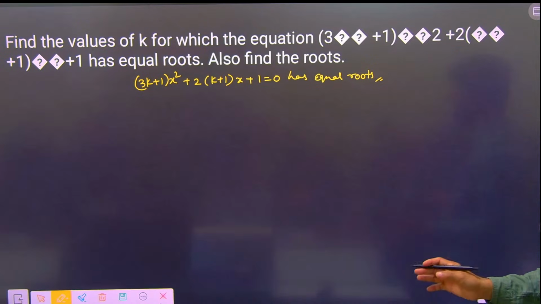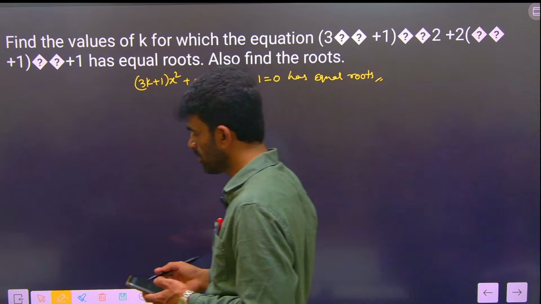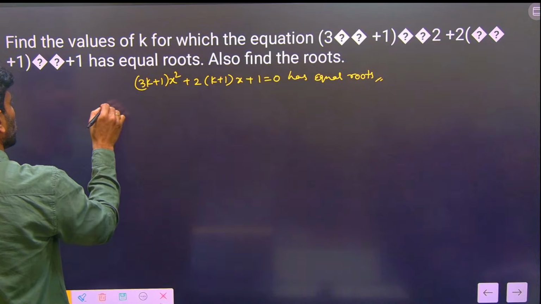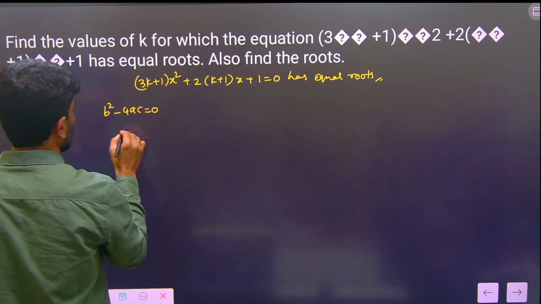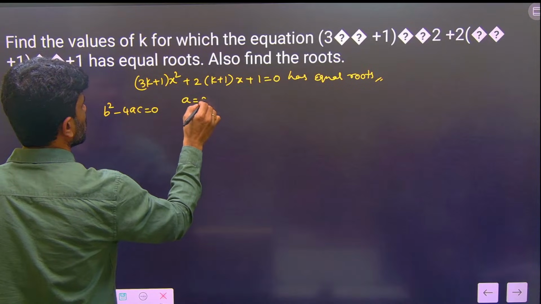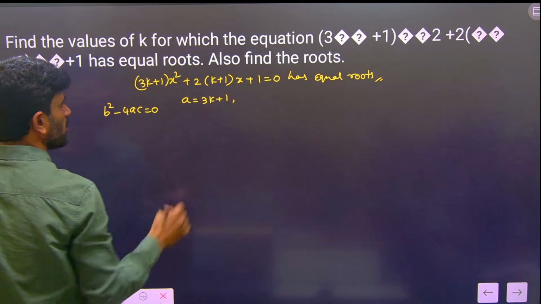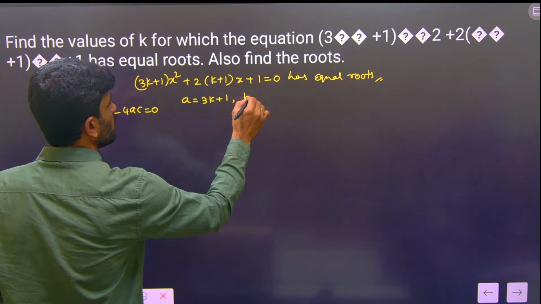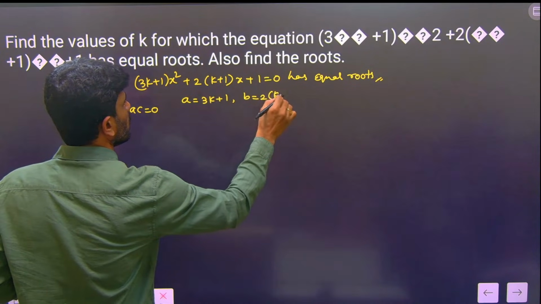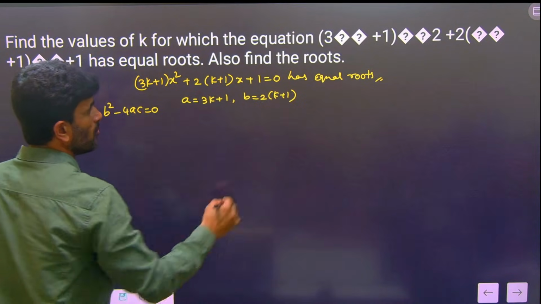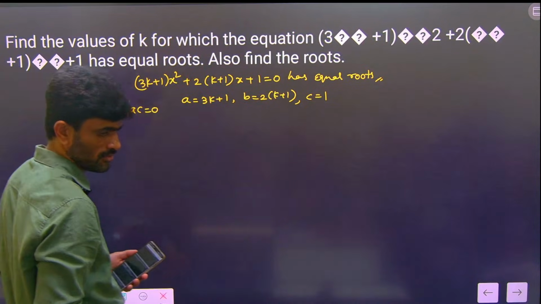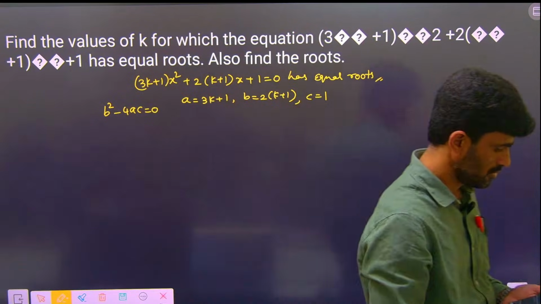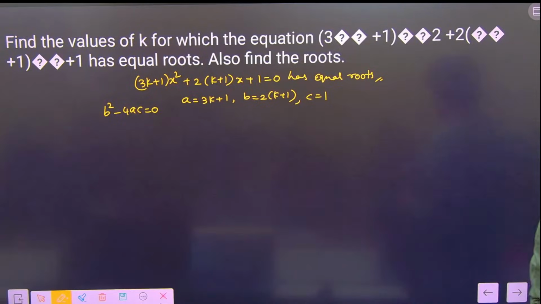Whenever equal roots come, you should remember first b square minus 4ac is equal to 0. What is a value? You should write 3k plus 1. What is b value? We should write 2 into k plus 1. What is c value? We should write 1 and substitute in that. Substitute in that formula and try it.